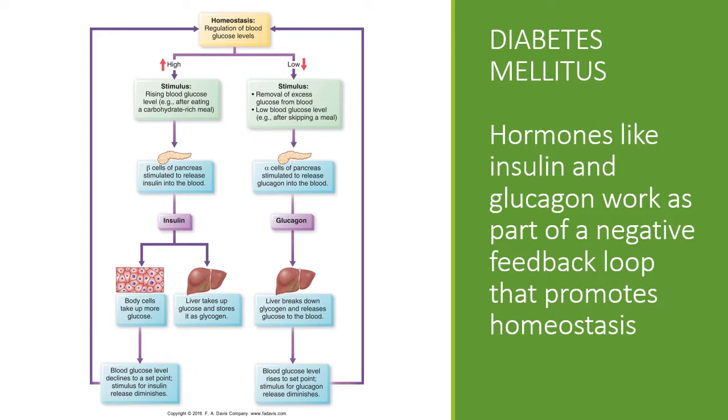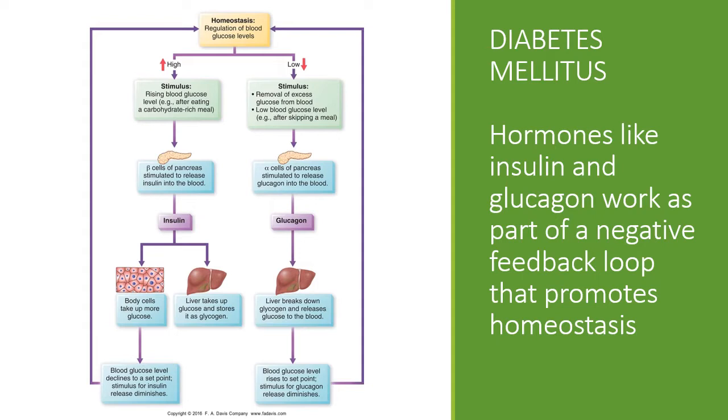Our blood sugar is regulated by the hormones insulin and glucagon, and these work as part of a negative feedback loop to promote homeostasis. When the blood glucose levels are elevated, the body releases insulin into the blood, which then attaches to the glucose and allows more glucose to enter the cells to be used as energy, and glucose that isn't used in the cells is then put into the liver or the muscle tissue or fat cells to be stored as glycogen for energy that could be used later on.